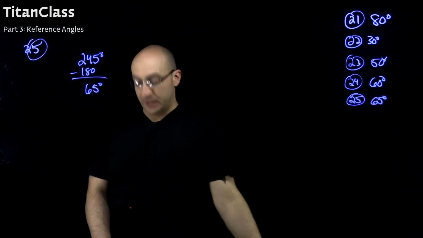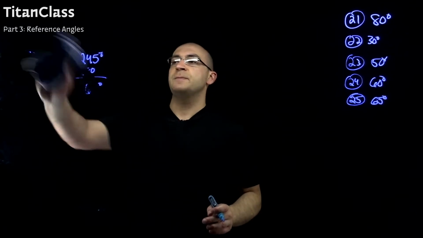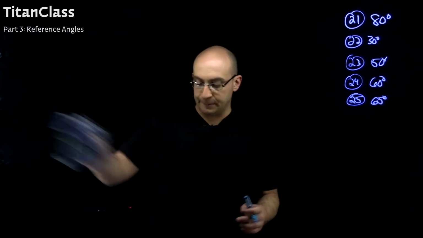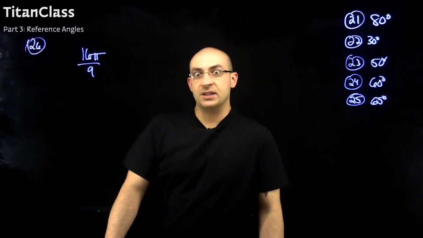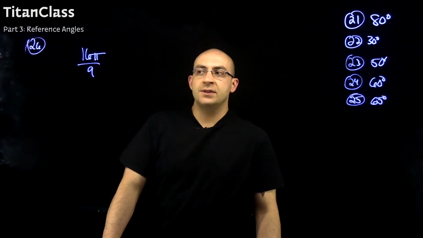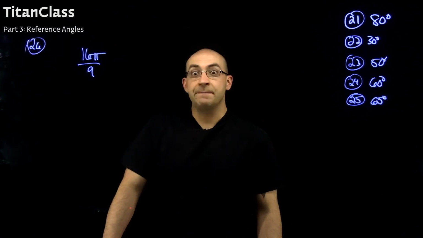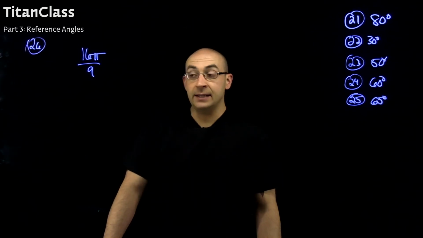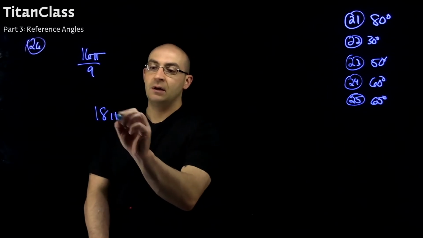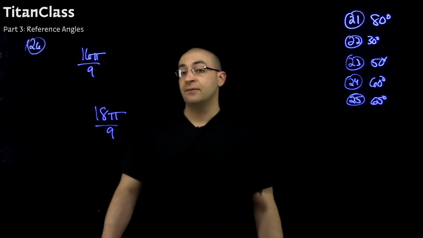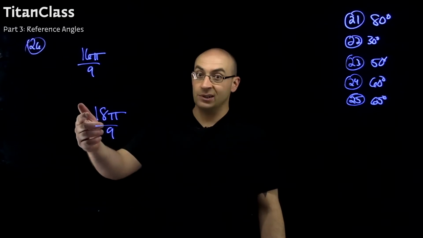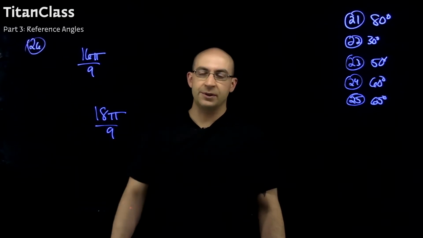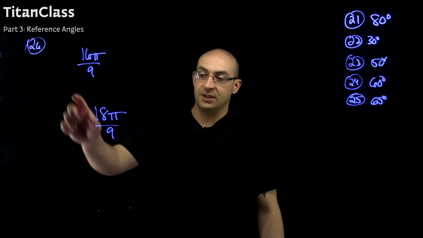Okay, 26. And now 26 begins the process of radian measurement. 16 pi over 9. This is where it gets a little more complicated, especially when you don't have a graph. Well, 16 pi over 9 is really close to what number? 18 pi over 9. And 18 pi over 9 is going to represent my 2 pi, my full revolution. Now, because it's a 16, really close to 18, which is that one full revolution, I need to find what's going to make up the difference to get from 16 to 18.